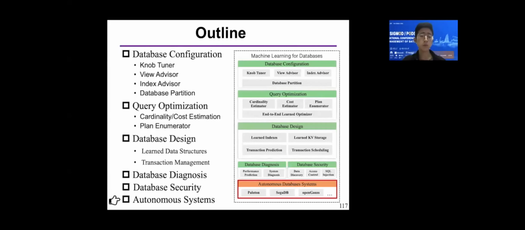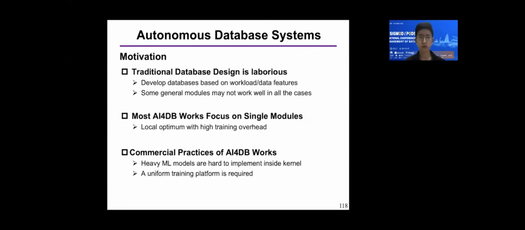Finally, we will introduce some more autonomous systems that integrate the above learning-based techniques in databases. There are several motivations for the autonomous database systems. First, traditional database design is laborious. We may need to develop both the system and the data structures based on the access patterns. Otherwise, the general modules may not work well in other cases.